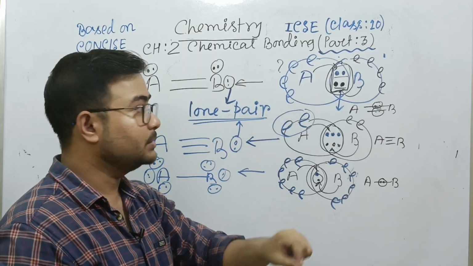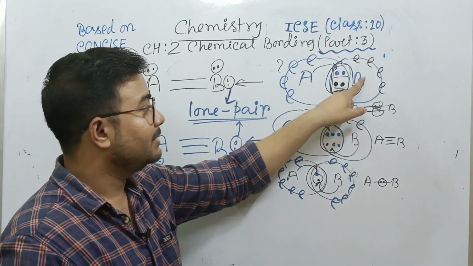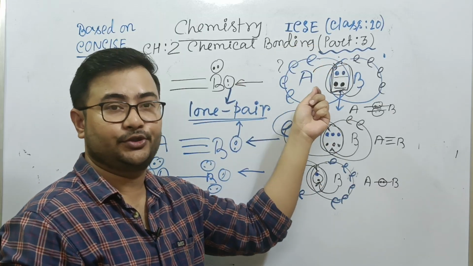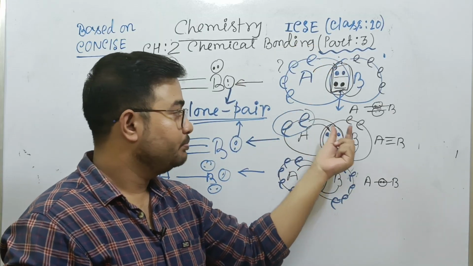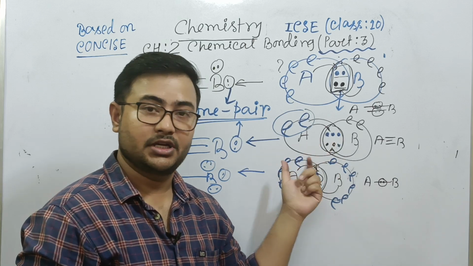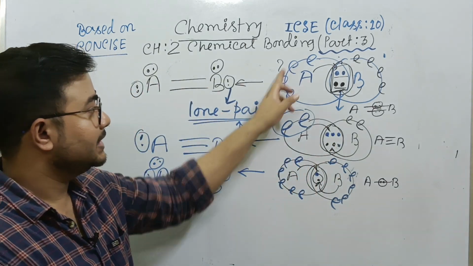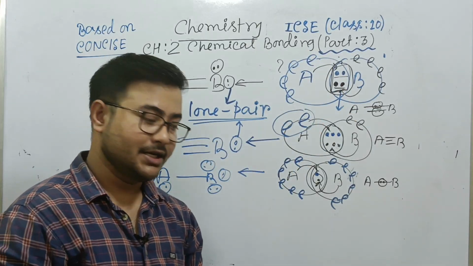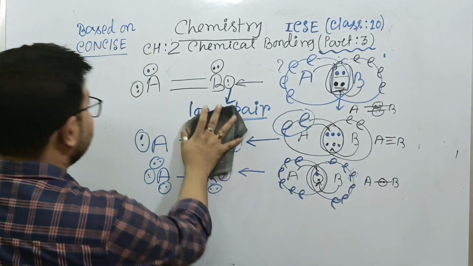It is never possible that A donates 2 and B donates only 1. No, if A donates 2, B has to donate 2. If A donates 3, B has to donate 3 electrons. Okay, now lone pair means the rest of the electrons not participating in bonding. Do you understand?